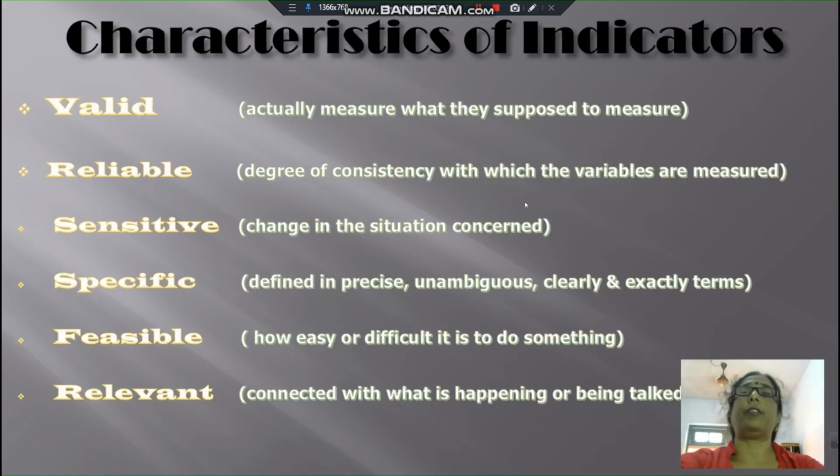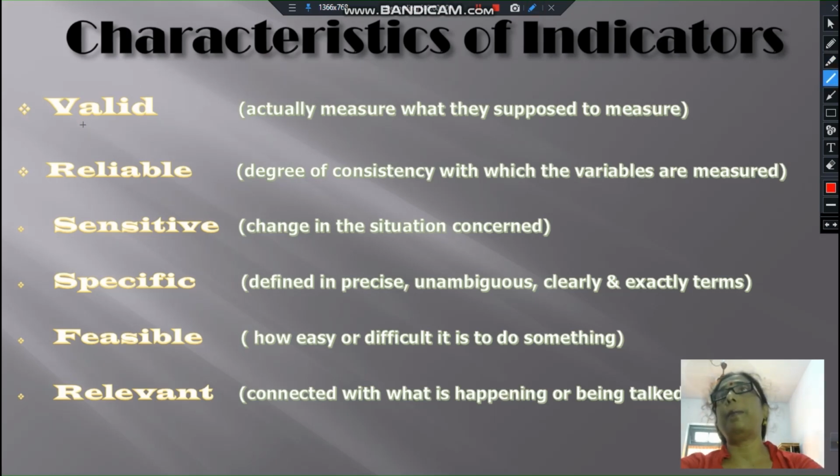And next, characteristics of indicators. A health indicator which will be used internationally to describe global health should have some characteristics, and it should be defined in such a way that it can be measured uniformly. Ideal indicators should be valid, reliable, sensitive, specific, feasible and relevant.